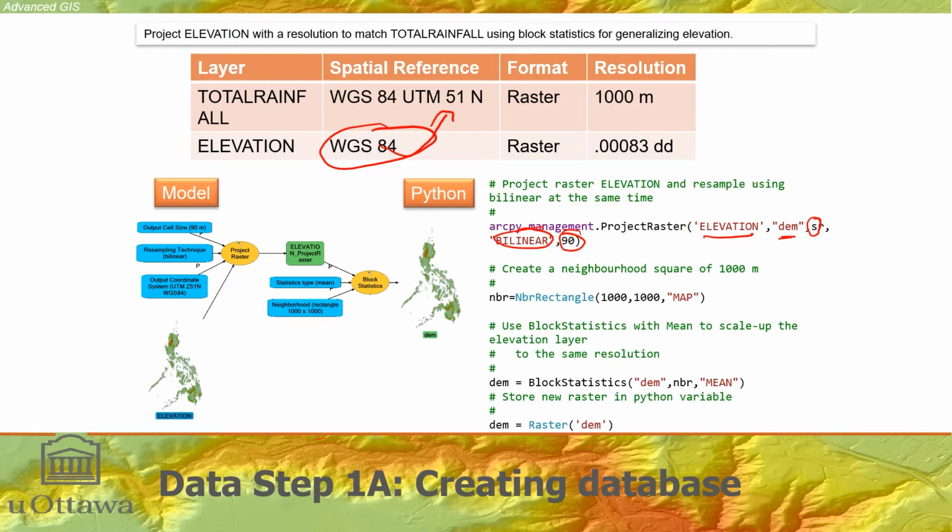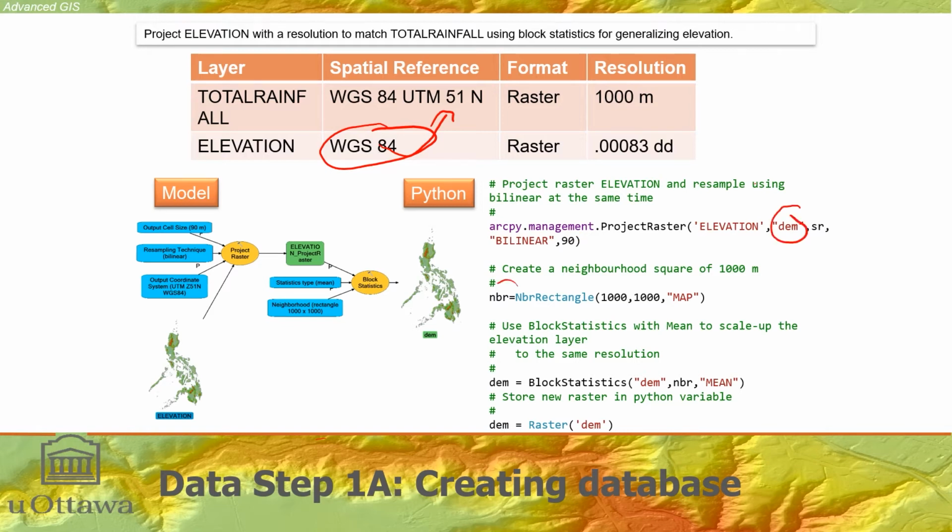So as long as the output cell size is similar to the input cell size, we use bilinear during the projection. In other words, you don't project and change the cell size drastically at the same time, because there's no appropriate method in the Project Raster tool to do so. So once we have that, we'll have a new layer called DEM.